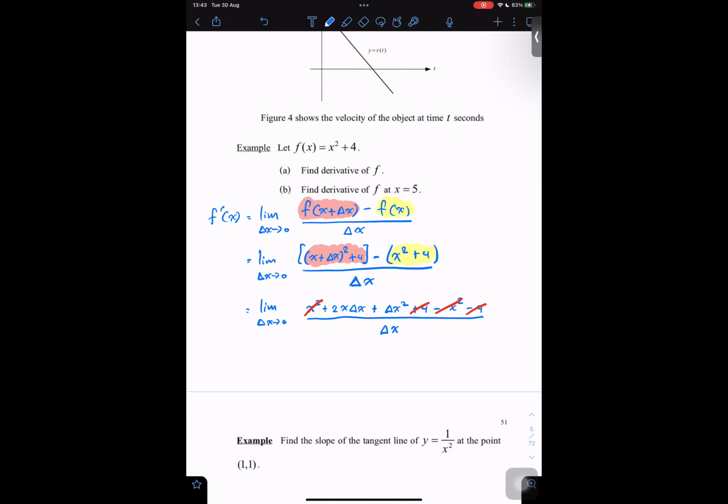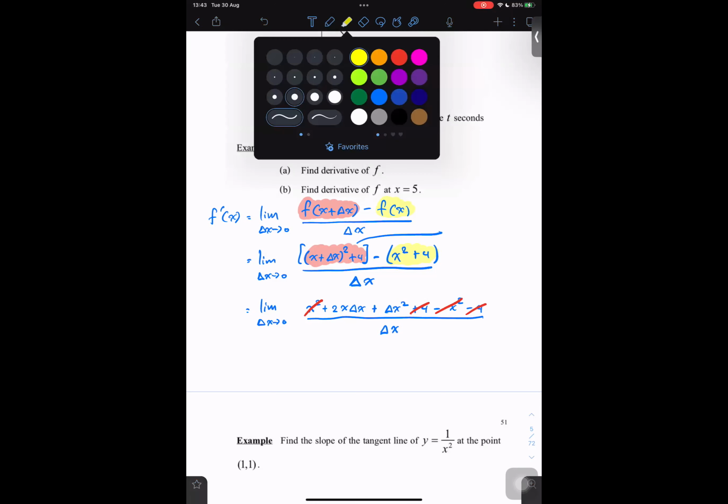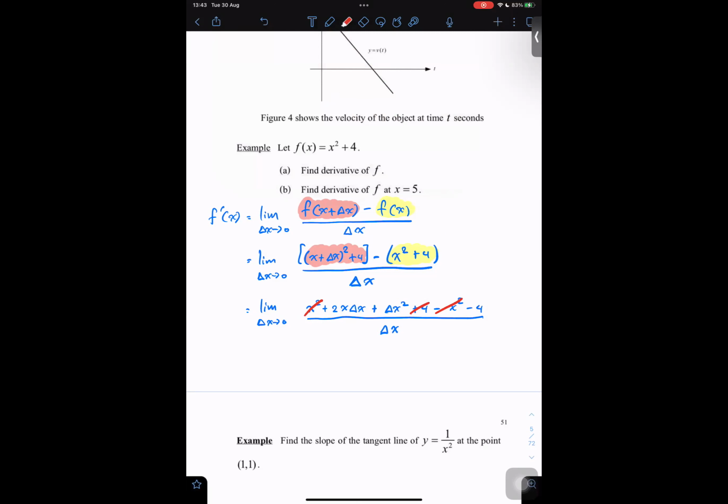Okay, so I'm not sure that this one, do you understand how we get to this one? Okay, so this is the red one, and the yellow one will become this one.